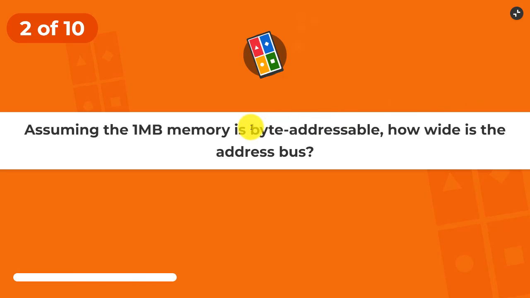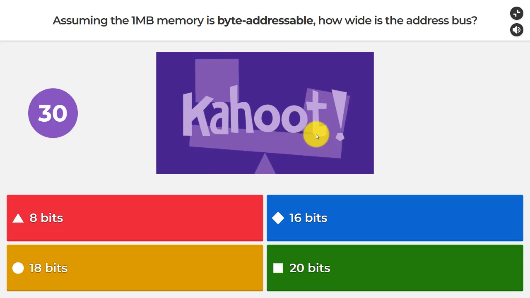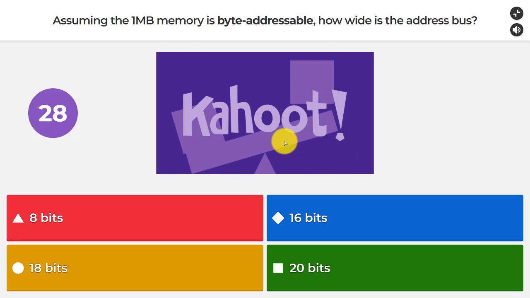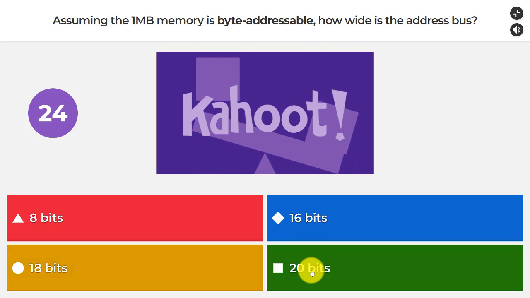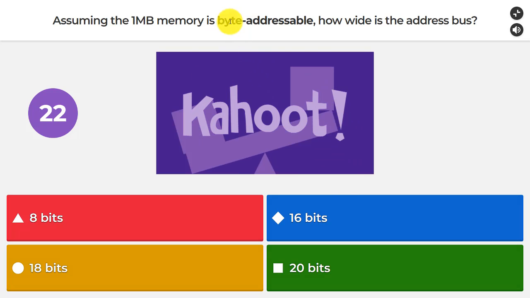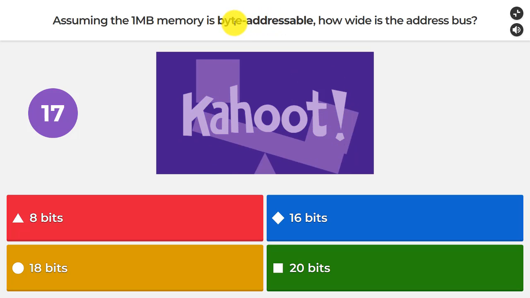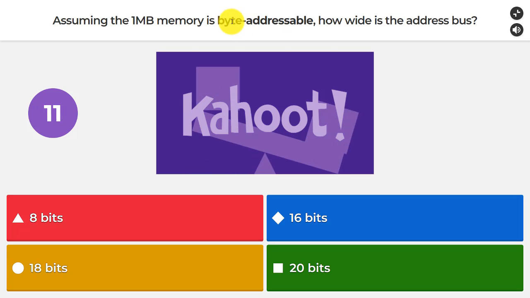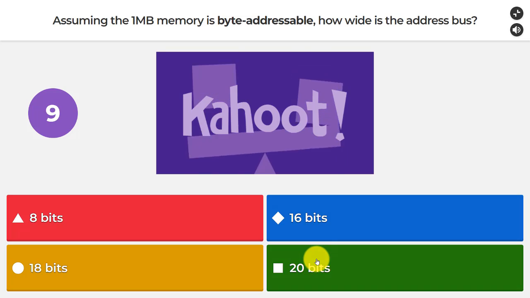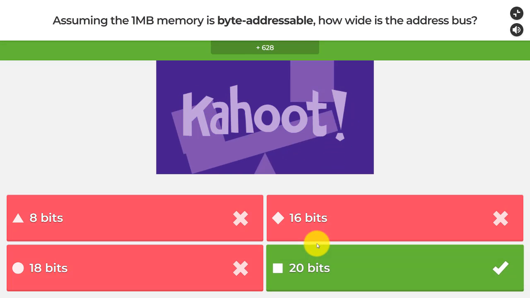For our next question, assuming that the 1 megabyte memory is byte addressable, how wide is the address bus? Is it going to be 8 bits, 16 bits, 18 bits, or 20 bits? Byte addressable means that we can address each byte separately. It's similar to saying that the words are a byte long, but usually we differentiate when we can address subwords, which in this case are bytes. So of course it's going to be 20 bits.